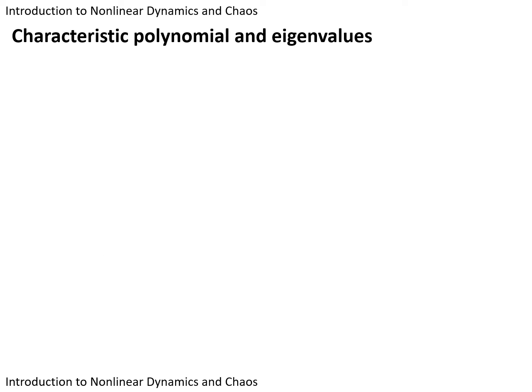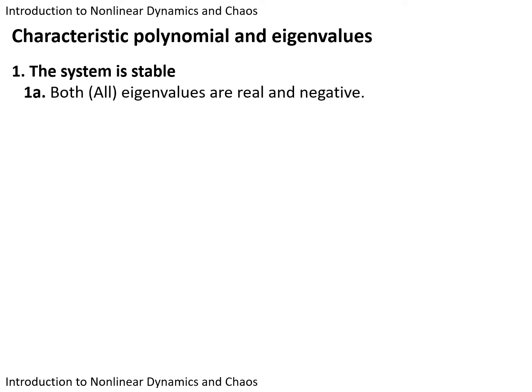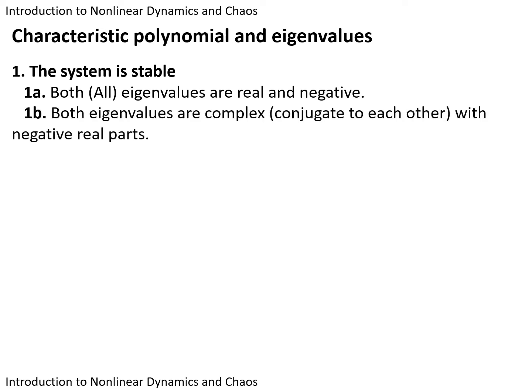Let's look at the cases we can have here. First case, when the system is stable. It is stable if both eigenvalues are real and negative numbers, or both eigenvalues are complex numbers conjugate to each other with negative real parts.